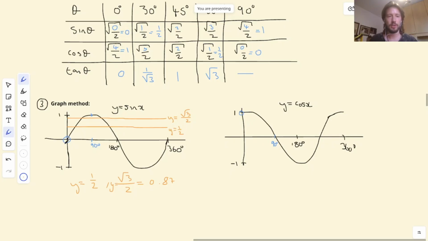Now where these lines cross the sine curve is where we'll get sine x equaling a half, or sine x equaling root 3 over 2. The first point is here. So this point will tell us that sine x equals a half. Then this point over here will tell us where sine x equals root 3 over 2.